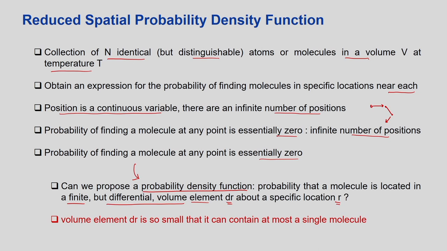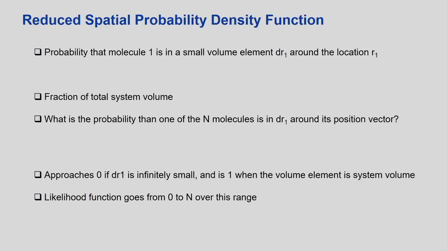So, an important assumption is that the volume element dr has to be so small that it can contain at most a single molecule. So, it means there will be only one molecule within this elemental volume. Then we ask the question: what is the probability that molecule 1 is in a small volume element dr1, around the location r1? We know there is only one molecule present in dr1 and that is molecule 1.